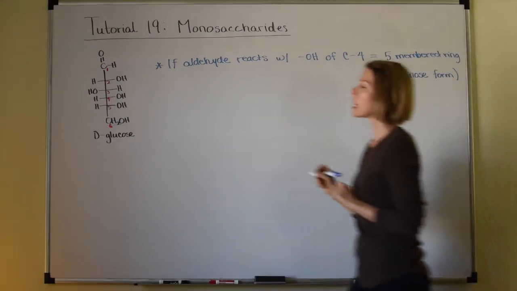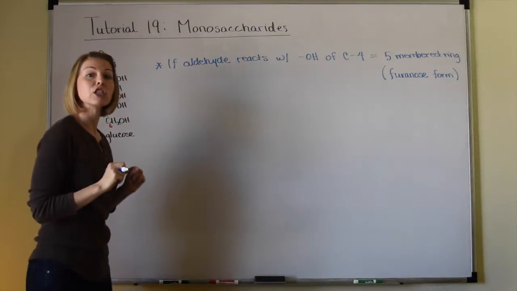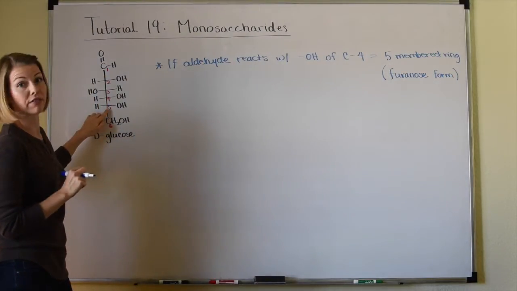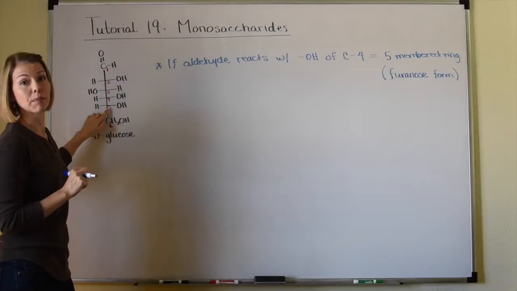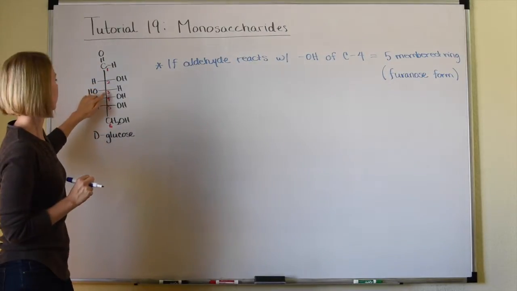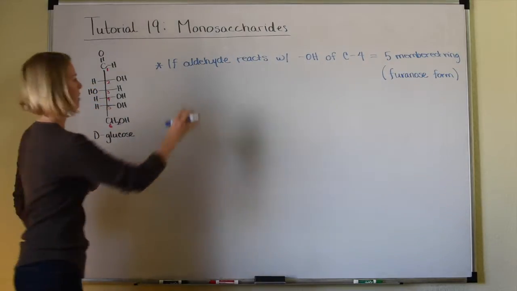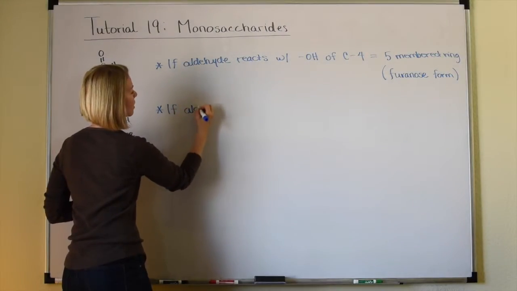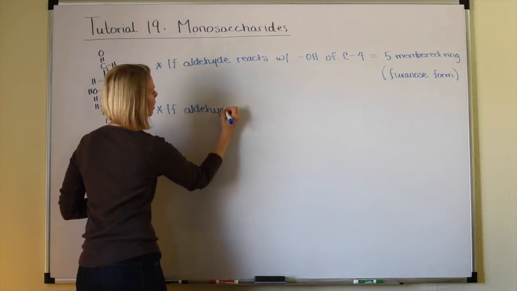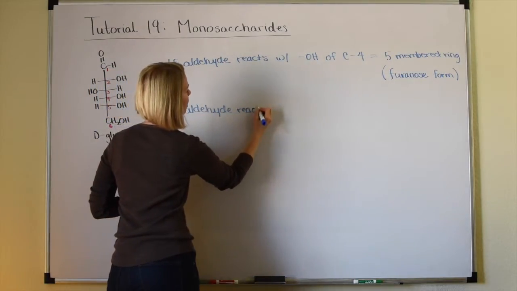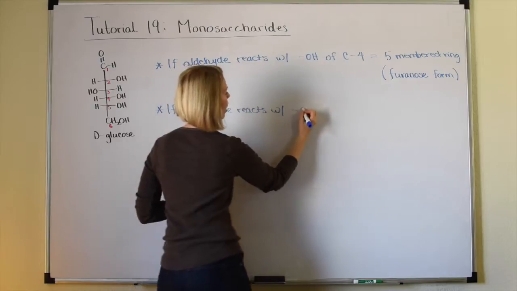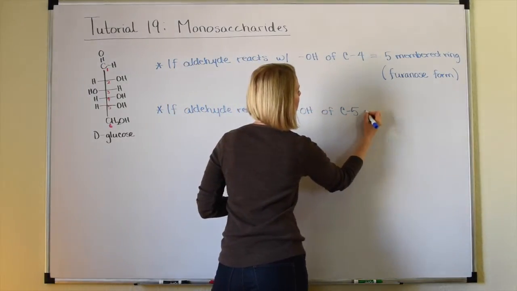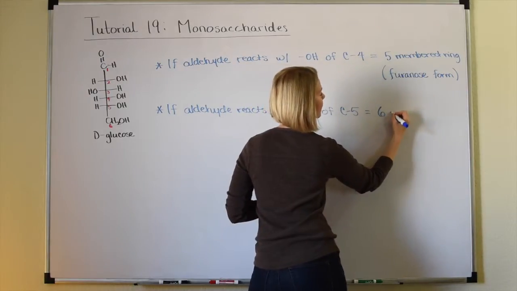Okay. If the aldehyde reacts with the hydroxyl off of the carbon 5, then we will get a 6-membered ring. 1, 2, 3, 4, 5, 6. Okay, so I'm going to write that here. If the aldehyde reacts with the hydroxyl off of C5, this will yield a 6-membered ring.